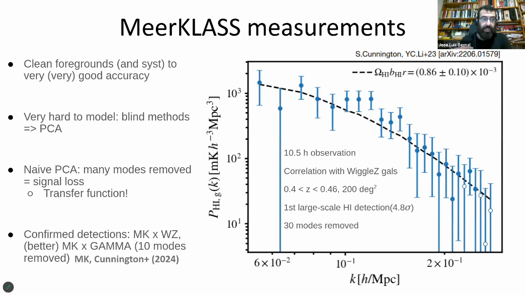The foregrounds were removed using PCA, removing up to 30 modes. So you can imagine that a lot of information was removed, and we recovered it using a transfer function, which I can discuss later, on how it's used. It's basically calibrated with simulations and the actual foregrounds that we have from the observations. And it was confirmed with further detections. First of all, with a subsequent analysis doing a different cleaning of this band, but also cross-correlating the MeerKLASS observation with the GAMA galaxies, with an improvement in calibration and better observations that allowed us to remove only 10 modes instead of 30. And it was the same amount of Omega HI that we detected.